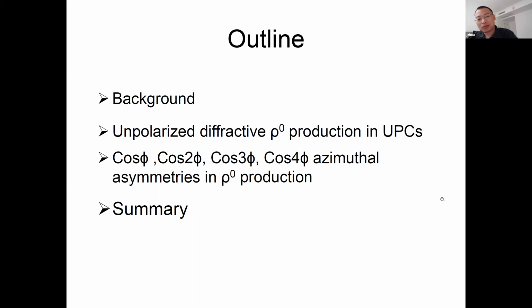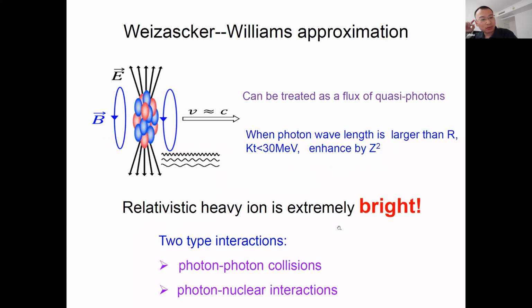Then I will talk about diffractive vector meson production in UPCs. The most intriguing effect involved in diffractive production in UPC is a double-slit interference effect, which will be explained in detail. In the third part, I will discuss the azimuthal asymmetries in rho-zero production and what we can learn from these asymmetries. So first of all, what is UPC?